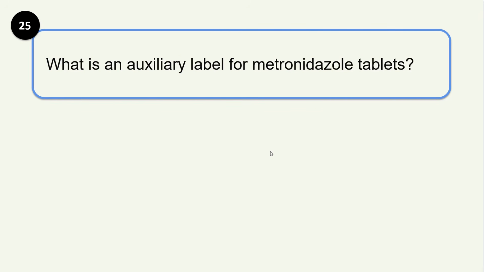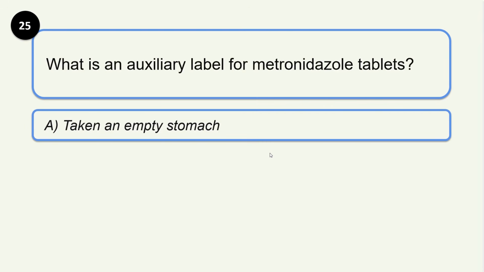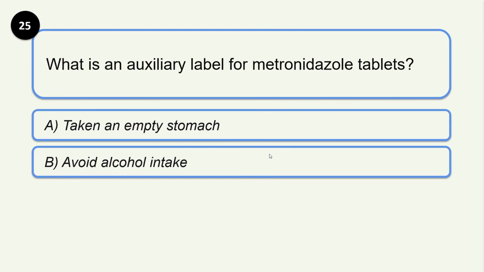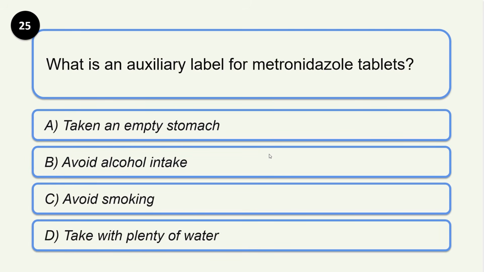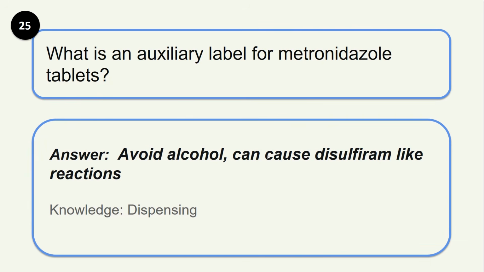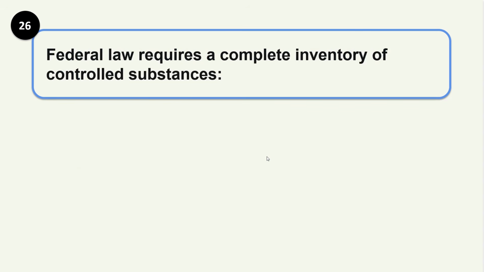What is an auxiliary label for metronidazole tablets? A. Take on an empty stomach. B. Avoid alcohol intake. C. Avoid smoking. D. Take with plenty of water. The correct answer is avoid alcohol intake, because metronidazole and alcohol together can result in a disulfiram-like reaction.